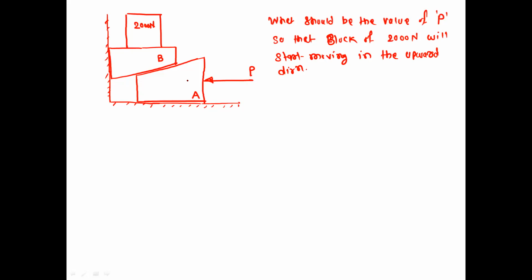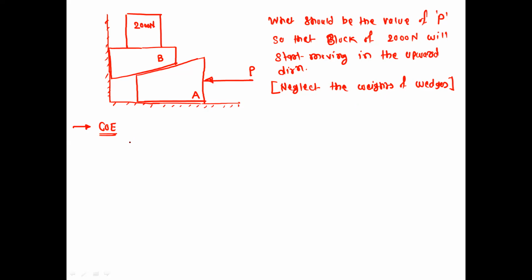And we have to neglect the weights of wedge A and wedge B, because the weight of the wedges is almost negligible compared to the weight to be lifted. Here the weight to be lifted is 2000 Newton, and we have to determine how much force P we should apply on the wedge A. We will solve this problem by using the conditions of equilibrium.